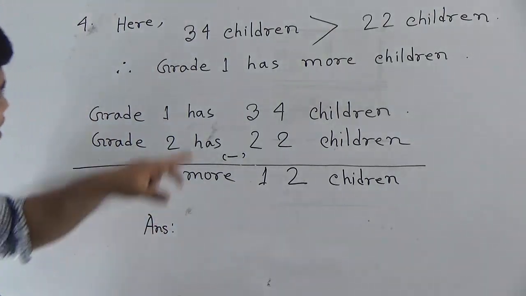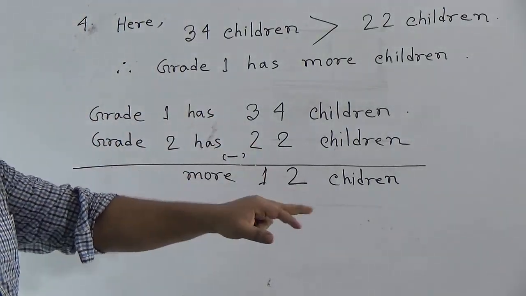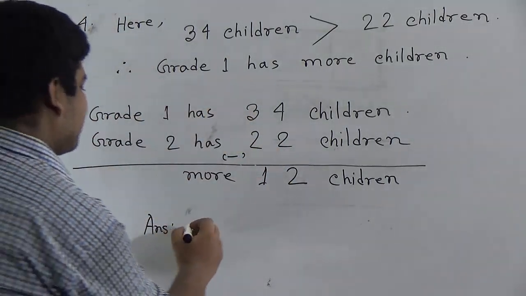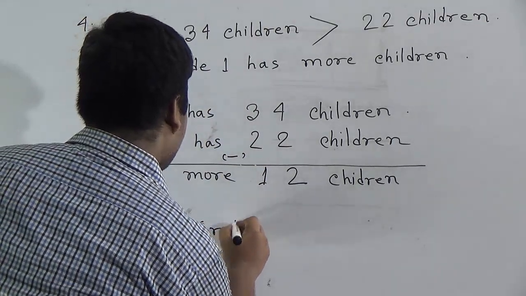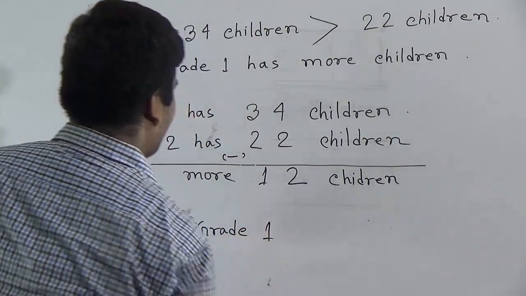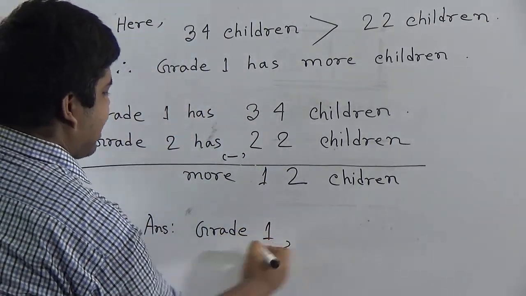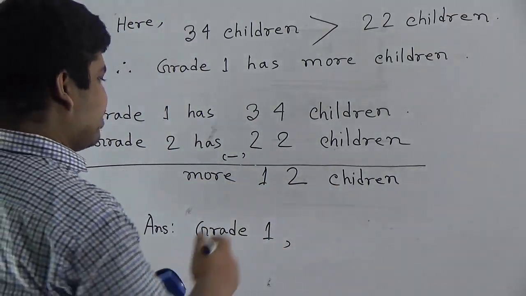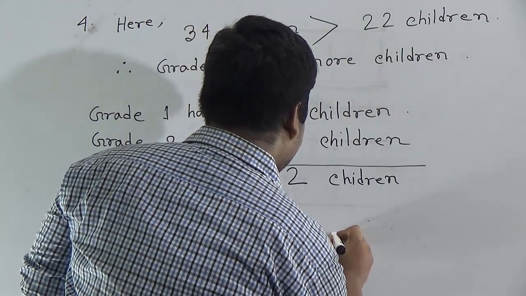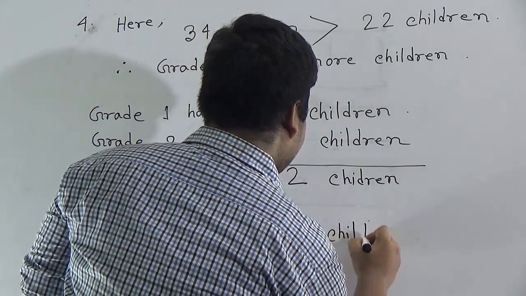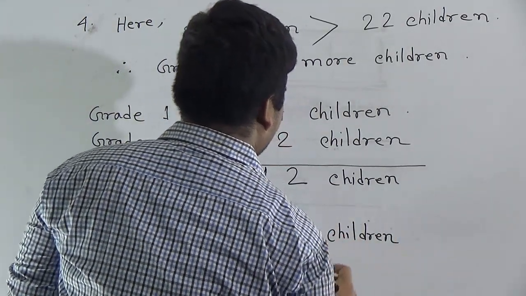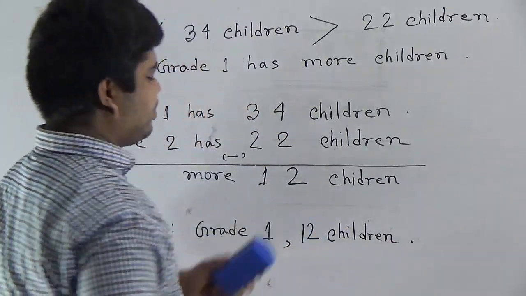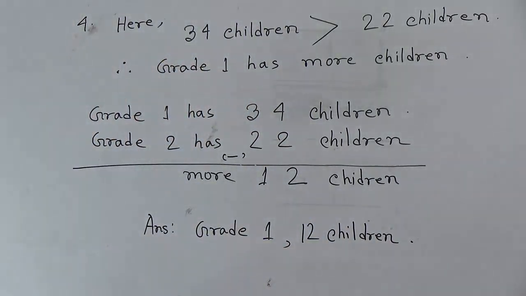That means one answer is which grade, that means grade 1. And how many more? It will be 12 children. Okay, no need to write more. 12 children. I hope you have understood.